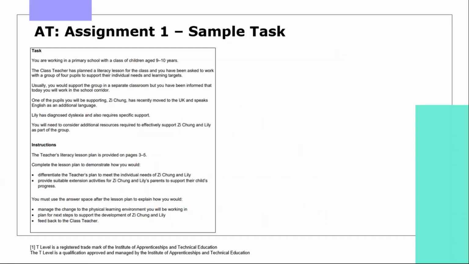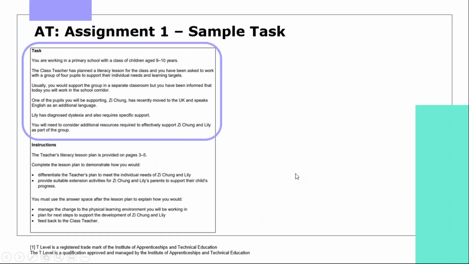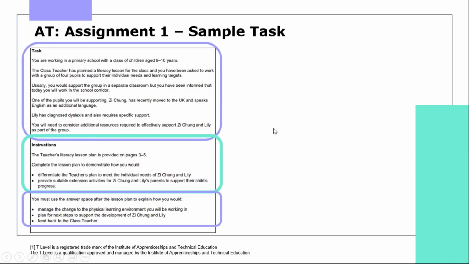So now we have the actual sample task. This example task provides further information about the planning task. It does include the setting in which the activity will be completed in and some detail about the children that are going to be in this group. The instructions ask the student to use the lesson plan template and includes detail regarding the needs of the children and how those needs should be used in the planning. And the final section here explains how the students must also explain how they would manage the learning environment, plan the next steps for the children, and feed back their work and activities to the class teacher.